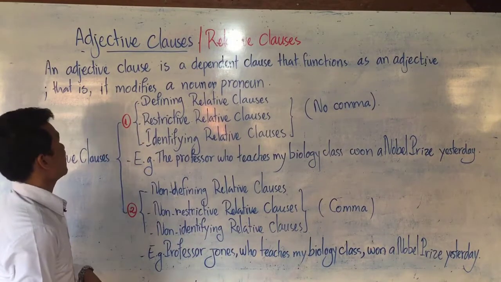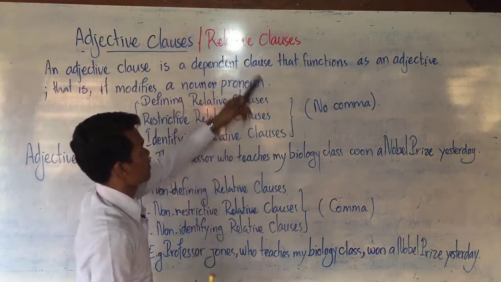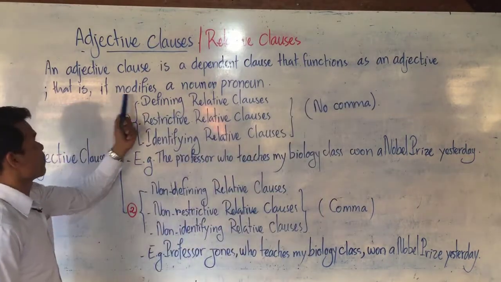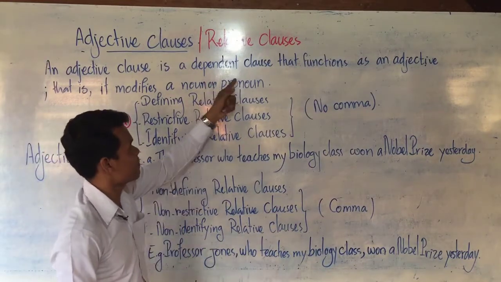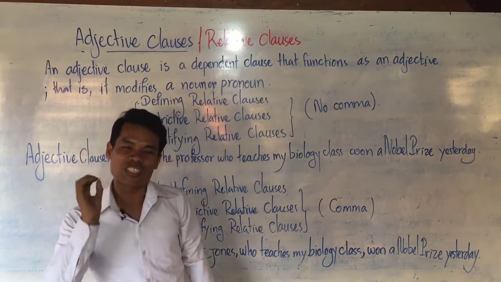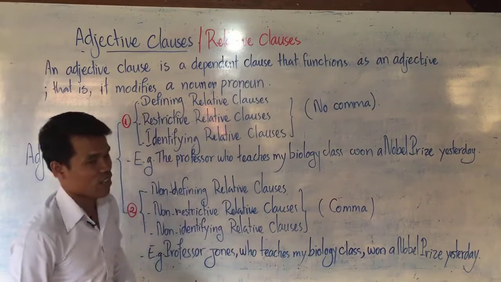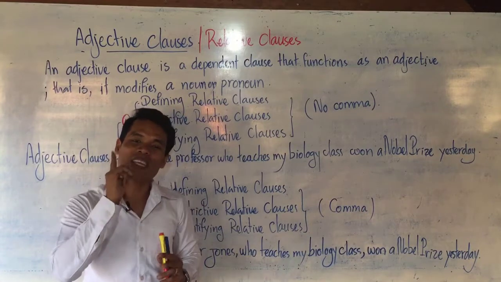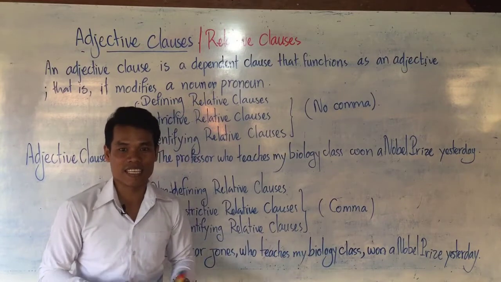What is an adjective clause? An adjective clause is a dependent clause that functions as an adjective. That is, it modifies a noun or pronoun. So when seeing the word adjective, it means that an adjective modifies a noun or pronoun. But as I said earlier, an adjective is only a word. An adjective clause has a subject and a verb. The distinction is like that.